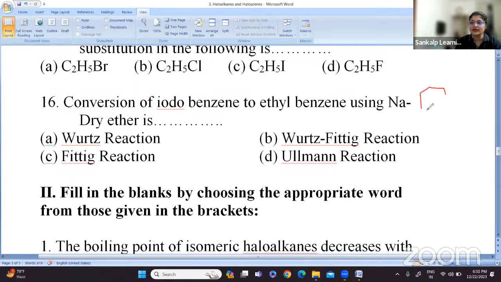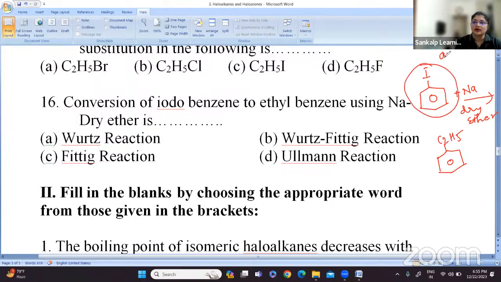See here, iodobenzene is this. Iodobenzene in the presence of sodium and dry ether gives ethyl benzene. So ethyl benzene is like this, C2H5. How will this group come? This is an aryl halide, so I should take an alkyl halide. So I will take C2H5I. This is an alkyl halide, this is an aryl halide. So one molecule of alkyl halide and one molecule of aryl halide.